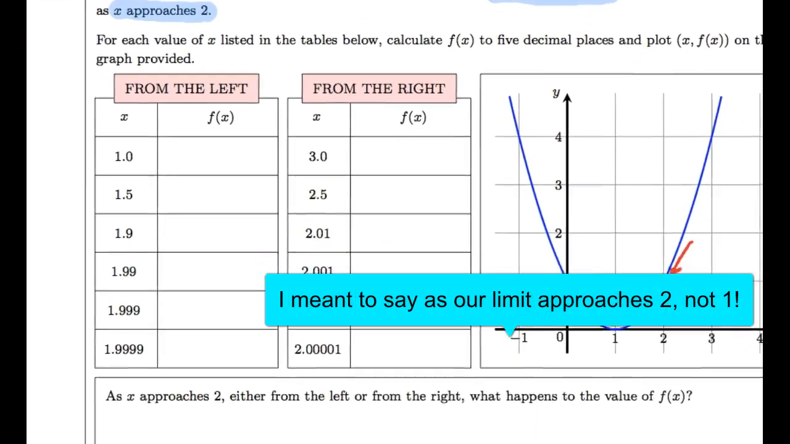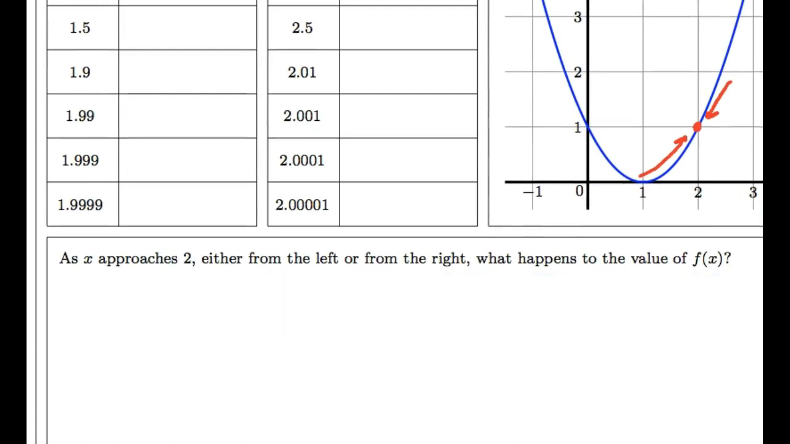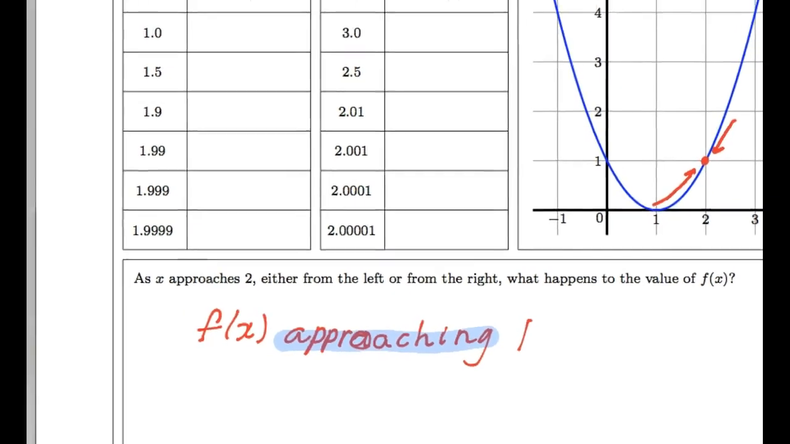As x approaches 2 from the left and the right, what happens to the value of f of x? F of x approaches 1. I have to make a major statement here: it's approaching 1. I didn't say it equals 1. I said f of x is approaching 1, and that is a huge thing for us.